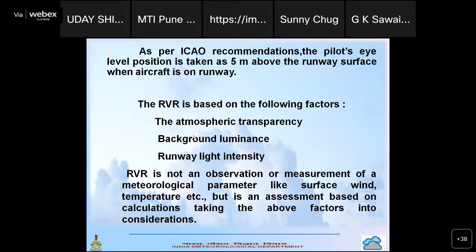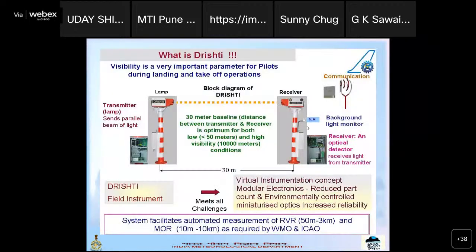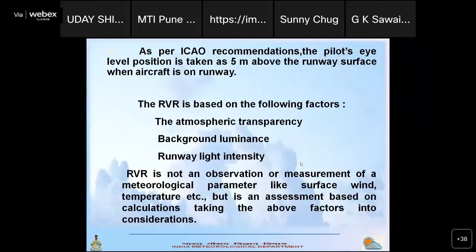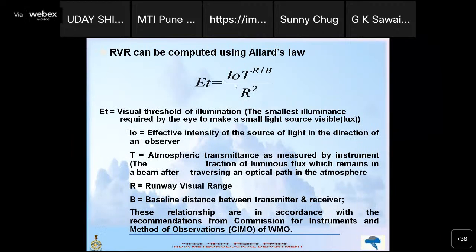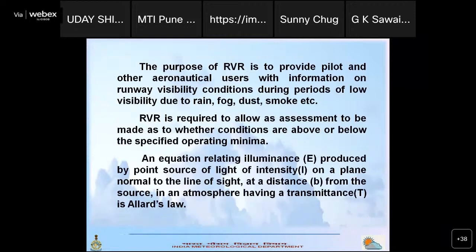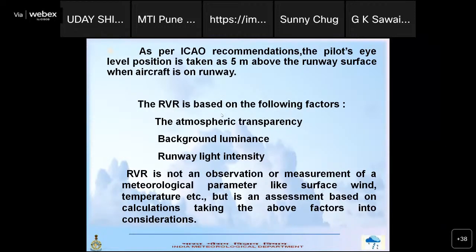This is taken care of by the BLM, a small instrument which also has a photodiode. The photodiode will measure the background light, and it will give the formula. This formula will be fitted, and it will automatically give the RVR values, runway visual range values. We will not go into detail with the formula, but remember three factors are required to calculate the RVR. One is the transparency of the atmosphere, another is the background light luminance, and the other is the runway light intensity.